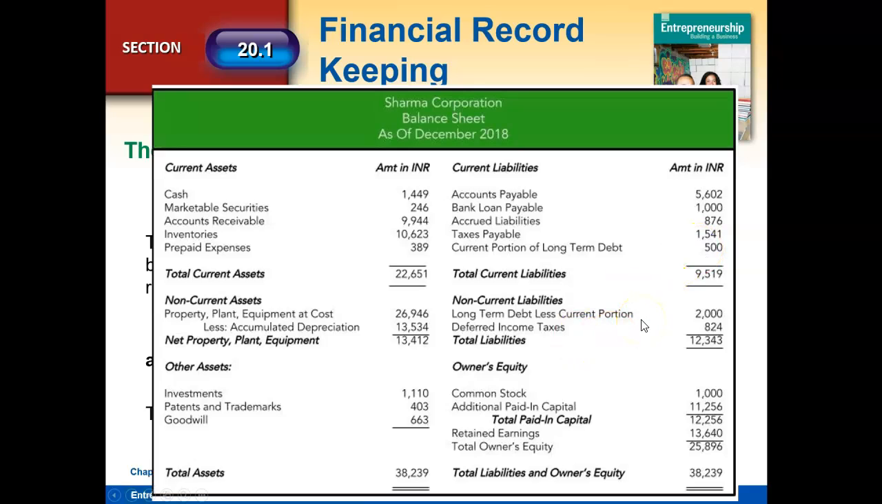Because current means something that's due within the next 12 months, whereas non-current is due in the years in the future. So we're taking the loan, and in this loan it looks like they're paying, call it $500 of this $2,000 loan. So at some point last year it was $2,500, right? We're paying $500 off, and then in 4 years it'll be paid down to zero.